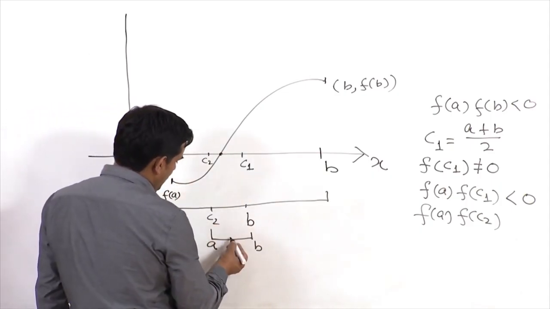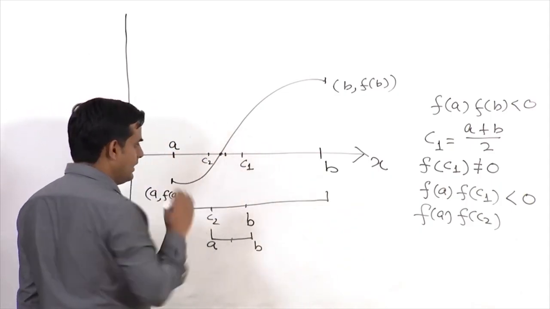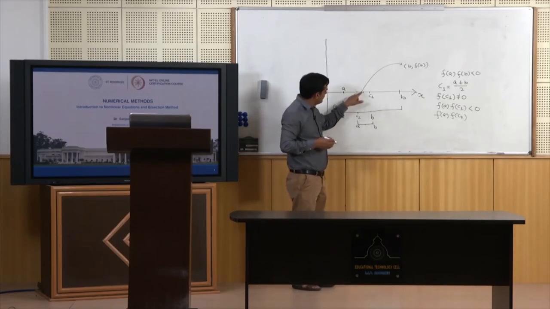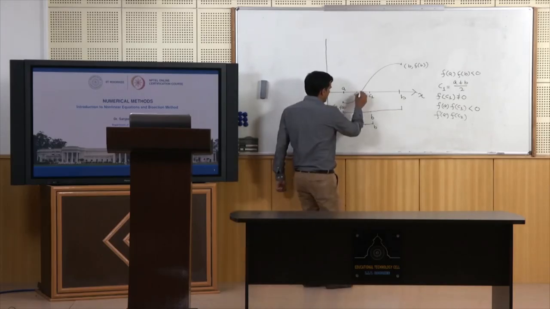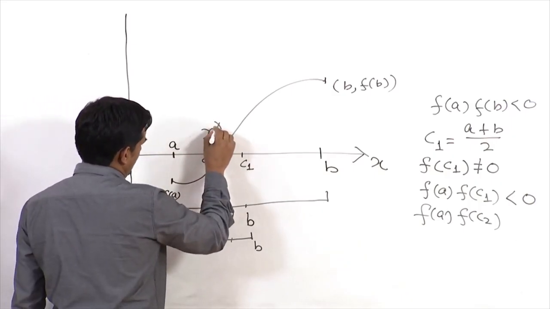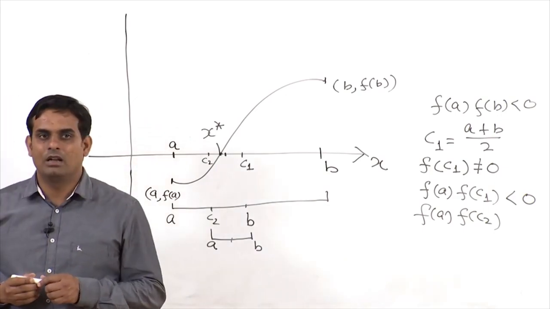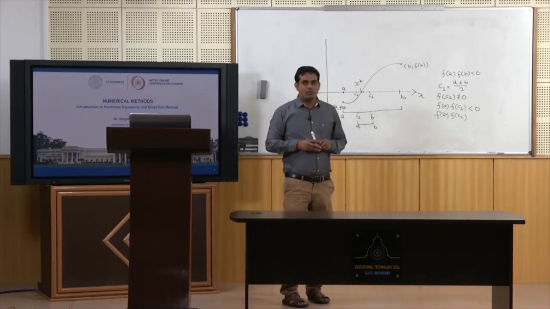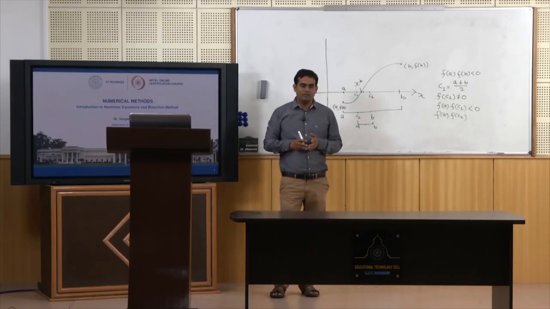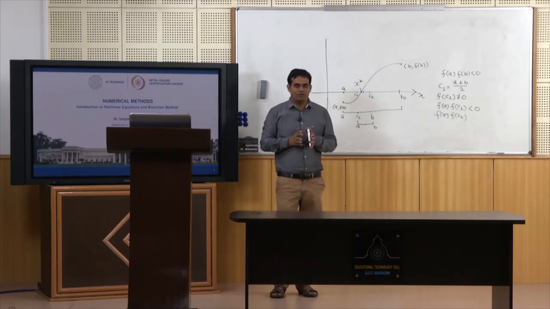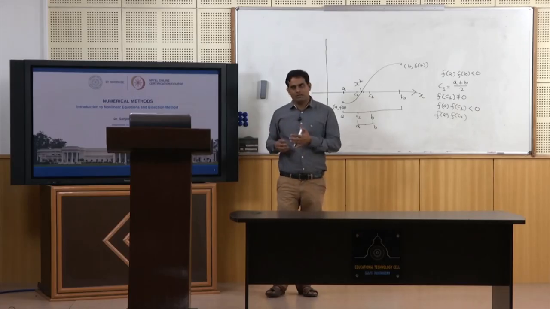Then I will find the midpoint of this, which will be somewhere here, and continuing this process, my method will converge to the root, which is given here as p, let us say, or x star. So this is the geometric explanation of the bisection method. In each iteration, we reduce our search interval by half, and then we find the root by repeating this halving again and again.